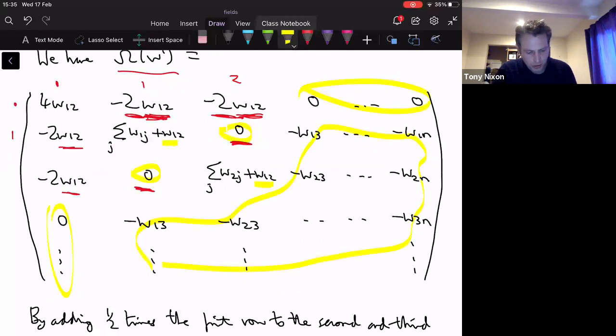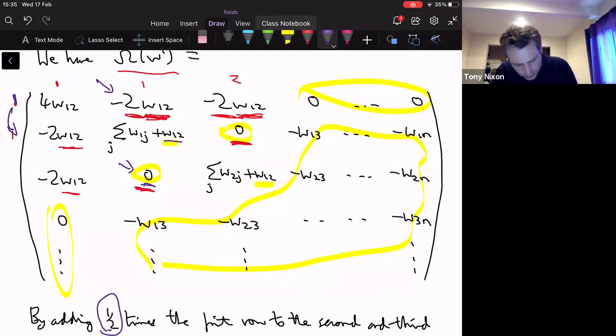So in particular, I'm going to use this entry to make this entry back into what it should be. So I'm going to add half of the first row to the second row. If I add half of this row to here, then the 4 halved and the -2 will cancel. The -2 halved and this omega 1, 2 will cancel. And the -2 omega 1, 2 halved will replace this 0 with what we want.